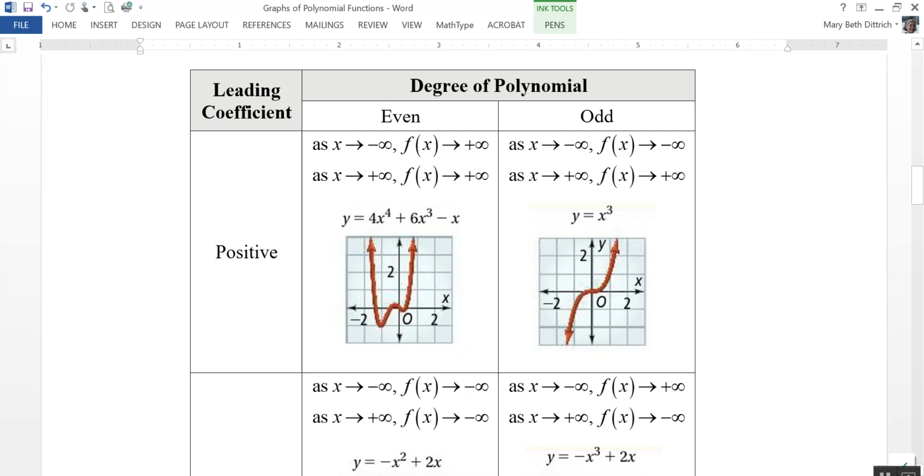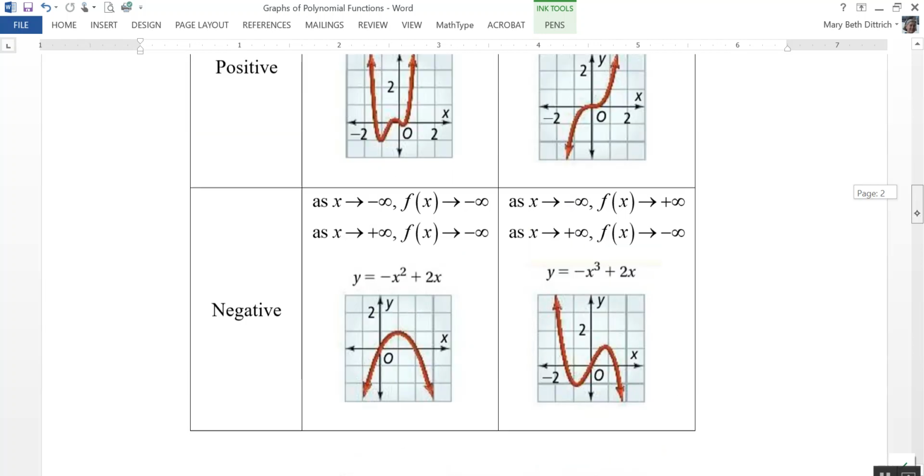Now let's look at the positive x-axis. As x approaches positive infinity, as x is getting bigger, f of x, or y, is also approaching positive infinity. It's getting larger. So as x gets smaller, y gets larger. As x gets larger, y also gets larger. Now, if my leading coefficient is positive and the degree of the polynomial is odd, so for example, y equals x to the third, then as x approaches negative infinity, f of x approaches negative infinity. So as x gets smaller, y gets smaller. And as x approaches positive infinity, as x gets bigger, y also approaches positive infinity or gets larger.